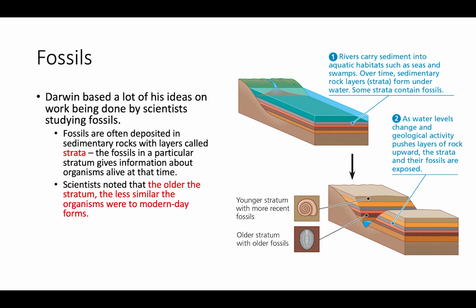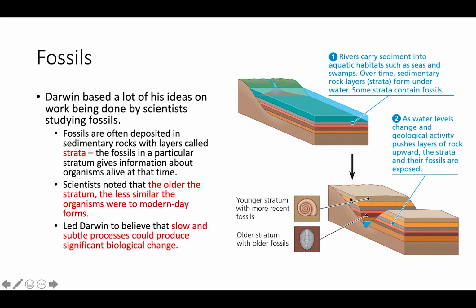Scientists began to notice as they were looking at these fossils that the older the stratum, the less similar the organisms were to modern day organisms. Going back to this diagram, down here at A, if a stratum is deeper in the ground, that means it's an older stratum. This older stratum with fossils doesn't look anything like the organisms in the more recent stratum, and the organisms down in this older one would look a lot different than the organisms that we would see today. The information gleaned from the fossil record eventually led Darwin to believe that slow and subtle processes could produce really large amounts of biological change over time.